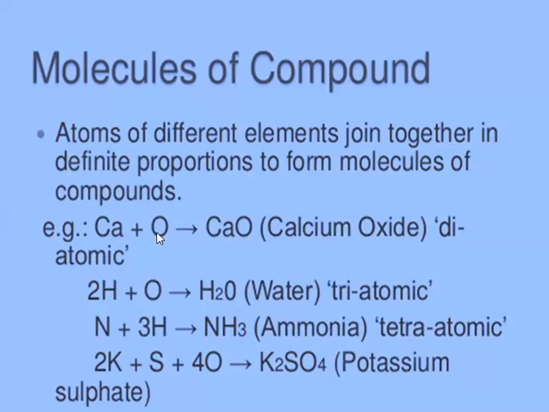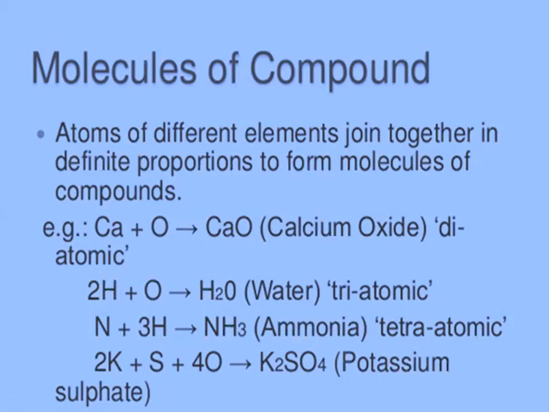Two atoms of hydrogen when combined with one atom of oxygen make a molecule of water. Atomicity 3, triatomic molecule. One nitrogen atom and three atoms of hydrogen combine chemically to form a molecule of ammonia. Atomicity 4, and it is an example of a tetraatomic molecule. Two atoms of potassium, one atom of sulfur, and four atoms of oxygen form potassium sulfate.